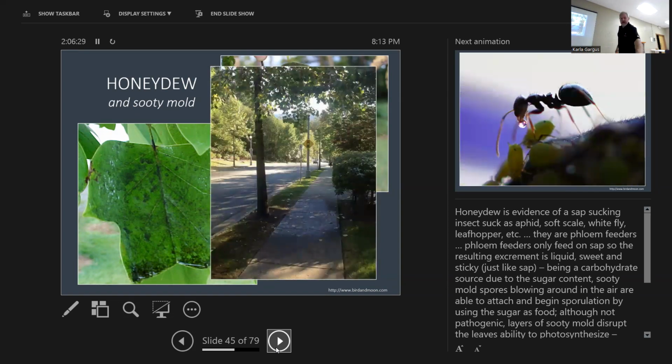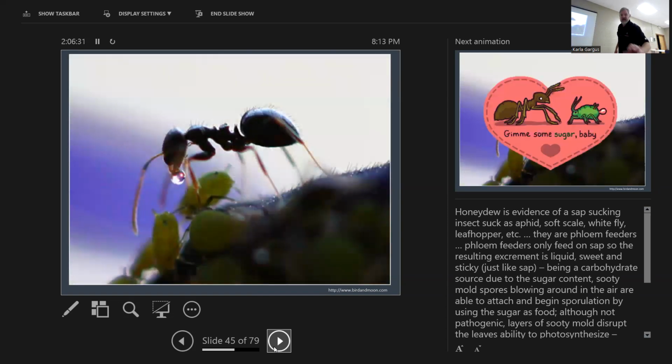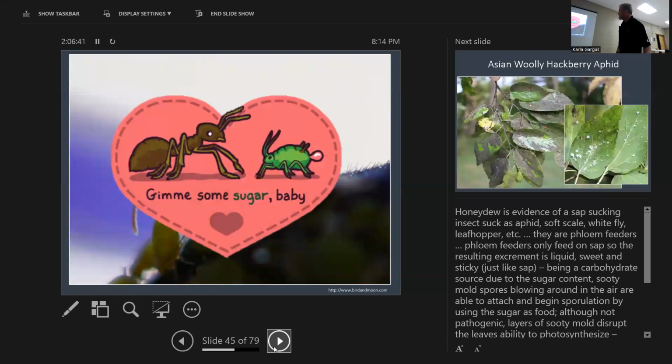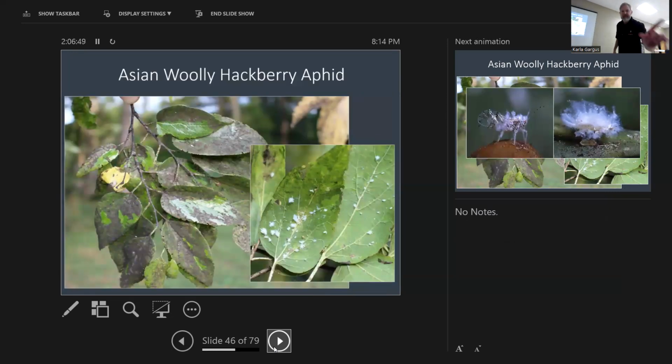There's an ant here that is feeding on the sugary secretions, taking them back to the nest, feeding their young. This was something that Amy found. Give me some sugar, baby. Anyway, ants are tending these aphids. This one is a type of aphid that produces a waxy secretion on it to protect itself.